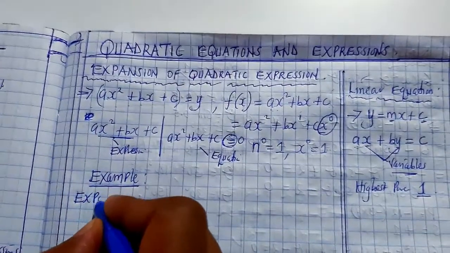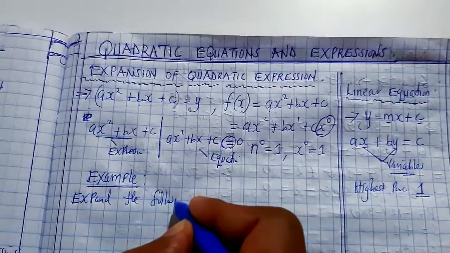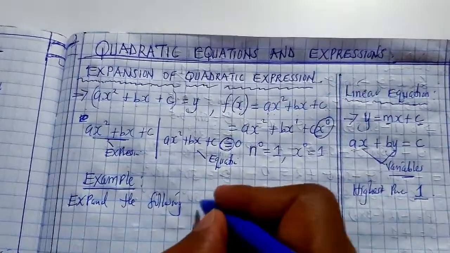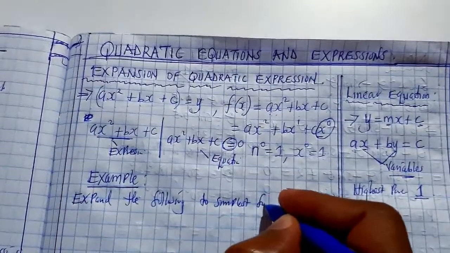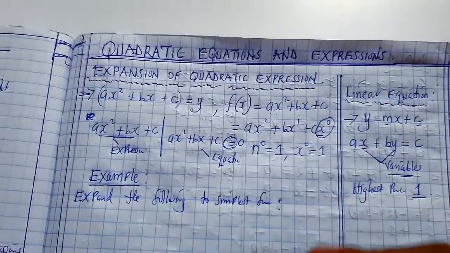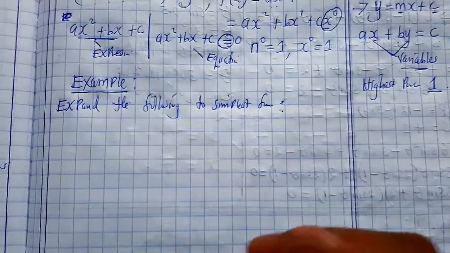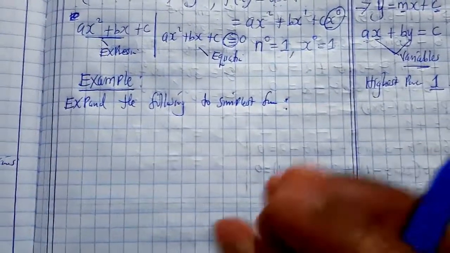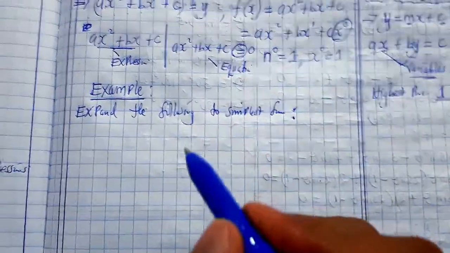Expand the following to simplest form. Simplest form simply means that you have to make sure that all the like terms are put together, so that you can have an equation or an expression in its simplest form.